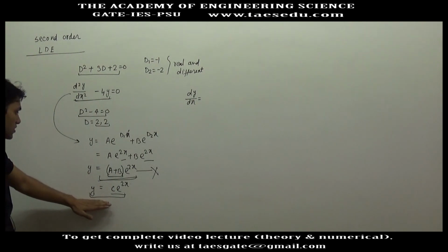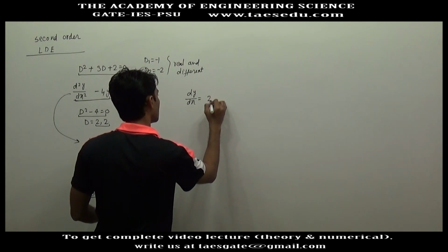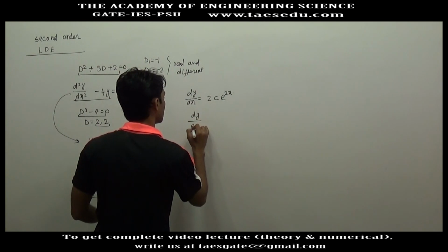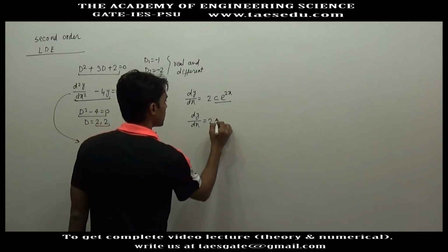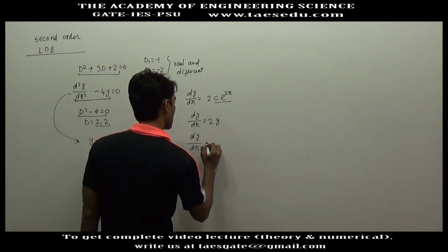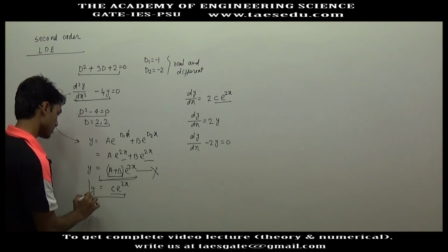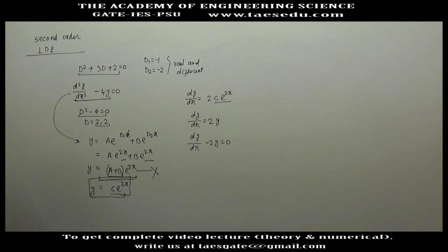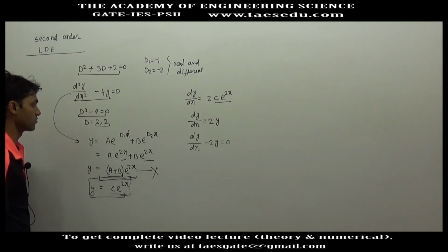If you differentiate it, you will get dy by dx equal to 2 into c e to power 2x. So dy by dx equal to 2, and what is c e to power 2x? This is y. So the differential equation will be dy by dx minus 2y equal to 0. So this solution is a general solution for a first order differential equation. This is not a solution of the second order differential equation.